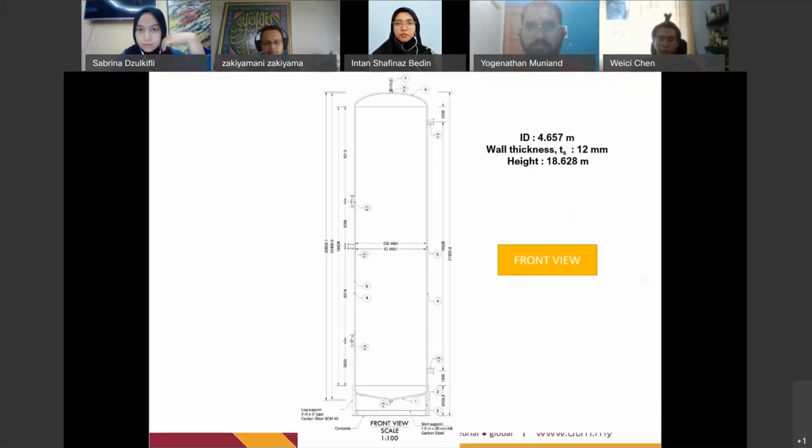Next. Here is the front view of the flash column. Based on the calculation, the inner diameter of the column is 4.7 meter with 12 mm thickness, and the height of the column is 18.6 meter. We have 2 manholes at the side of the column, one at the top and one at the bottom.